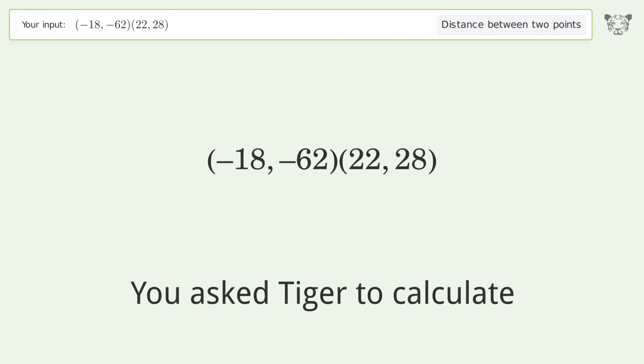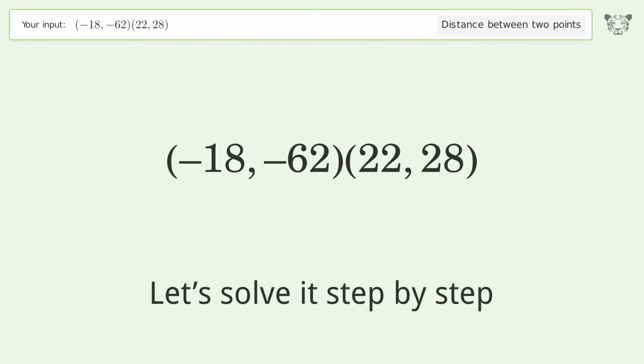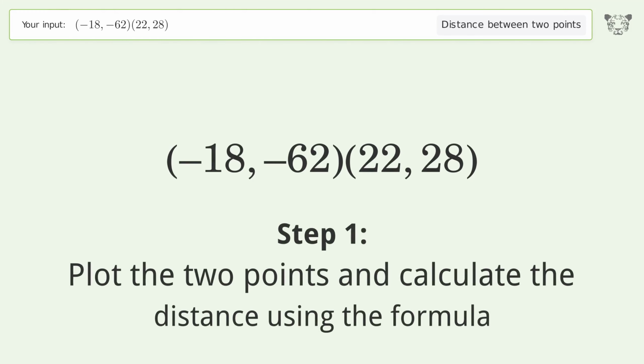You ask Tiger to calculate. This deals with the distance between 2 points. The distance between the 2 points is the square root of 9,700, or 98.489. Let's solve it step by step. Plot the 2 points and calculate the distance using the formula.